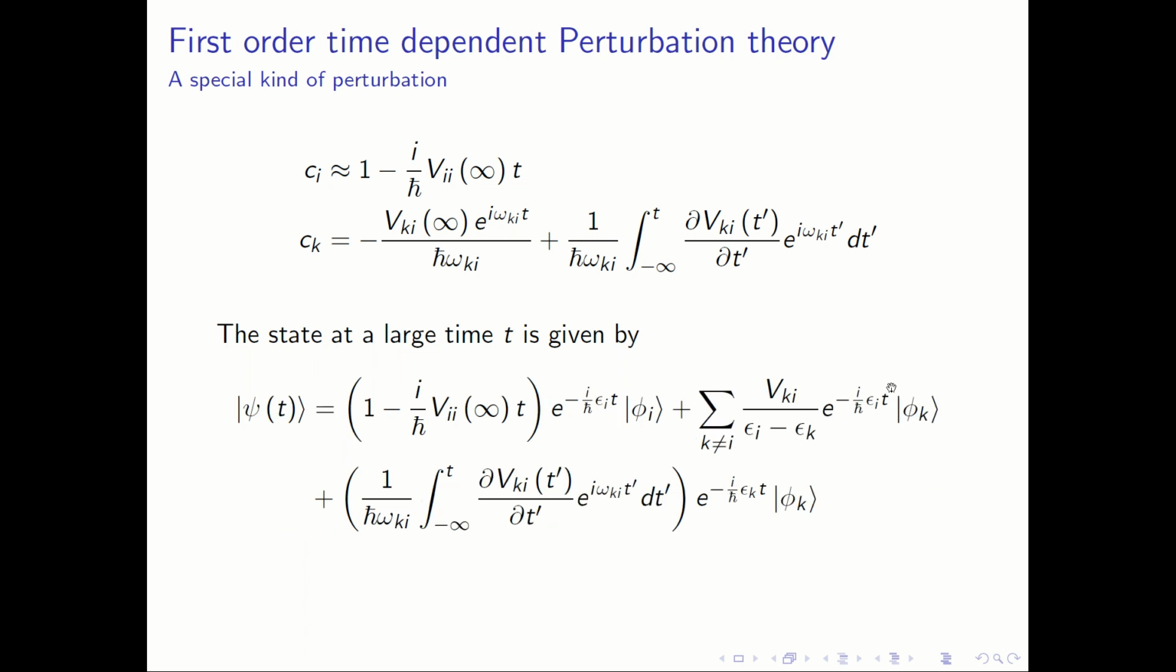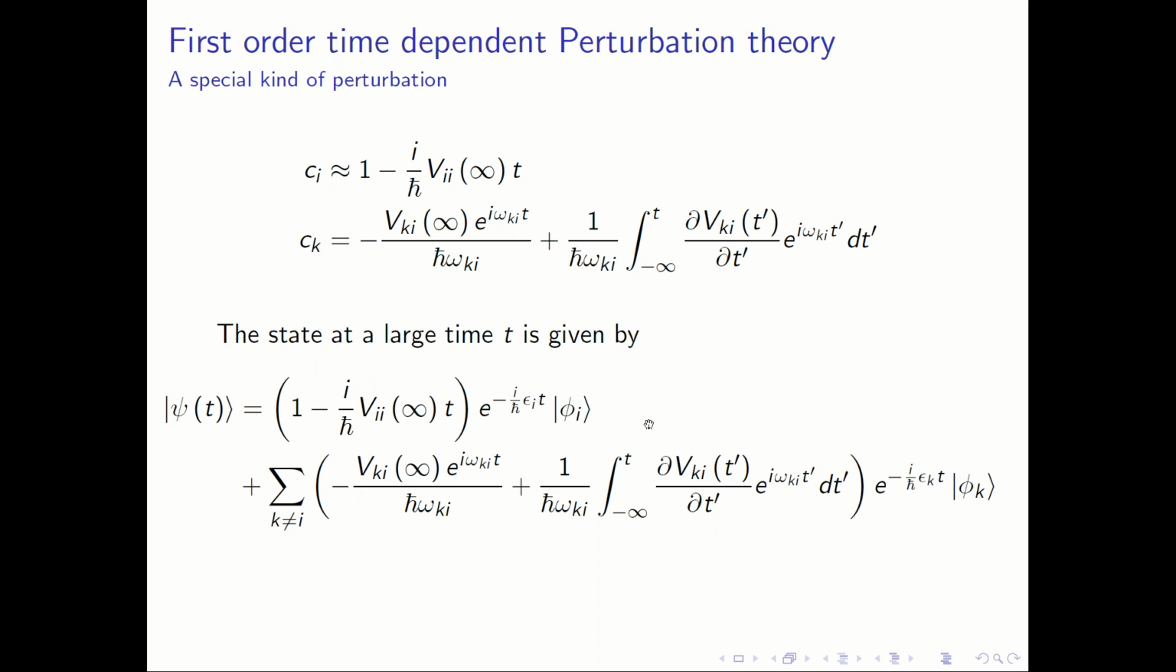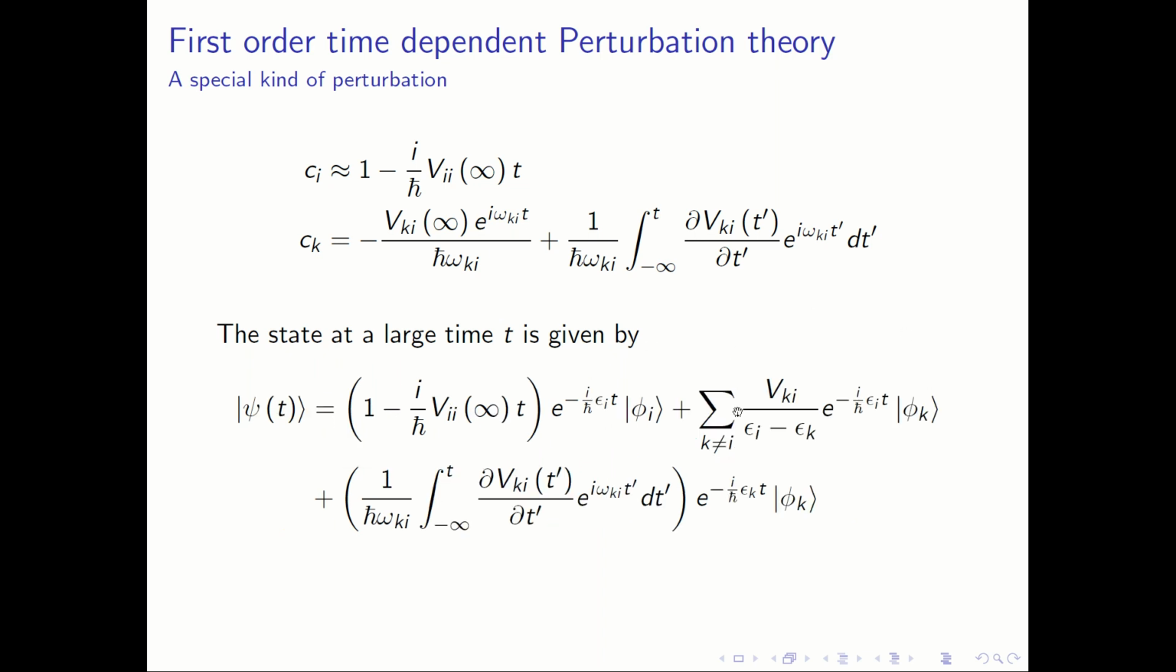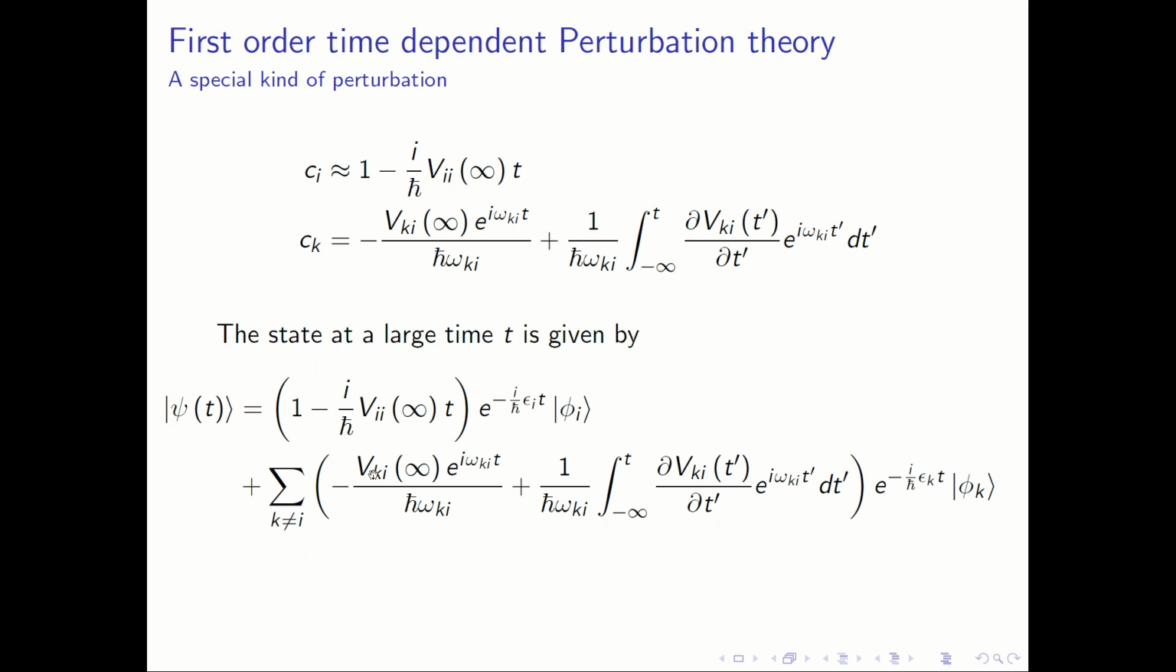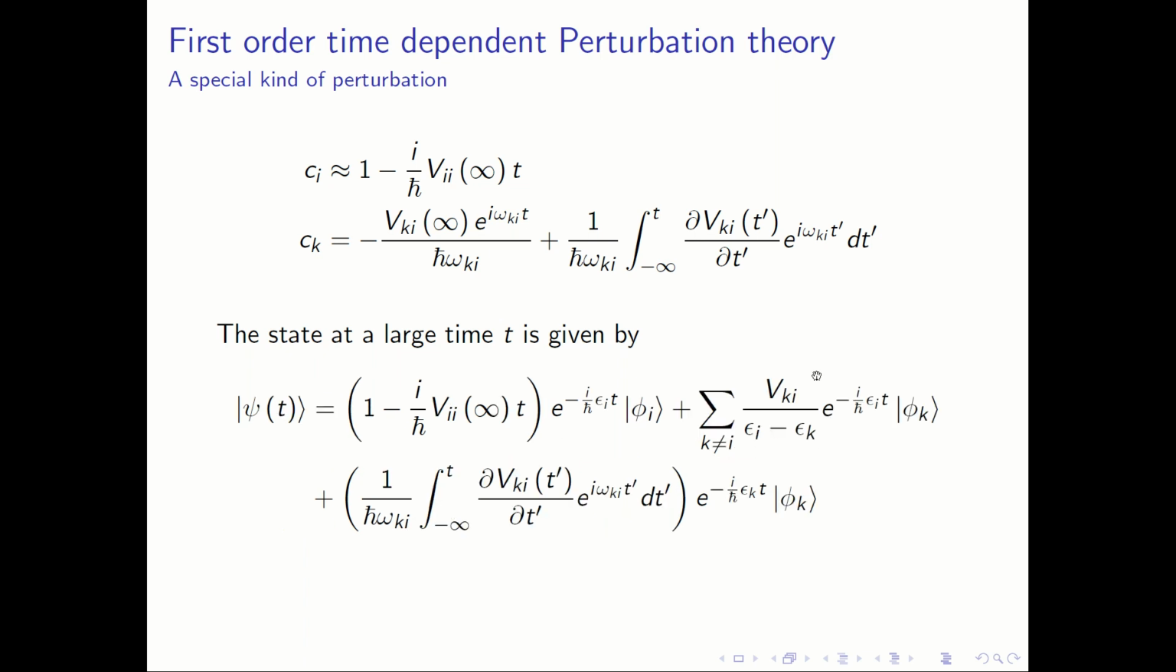And so clubbing them together, this is the term you had originally, just this term. This sum is what you get from here. There is of course V_ki, and h cross omega_ki is epsilon_k minus epsilon_i. Because of the minus sign, this becomes epsilon_i minus epsilon_k, t to the minus i by h cross epsilon_i t phi_k, and this whole thing here is an extra piece.